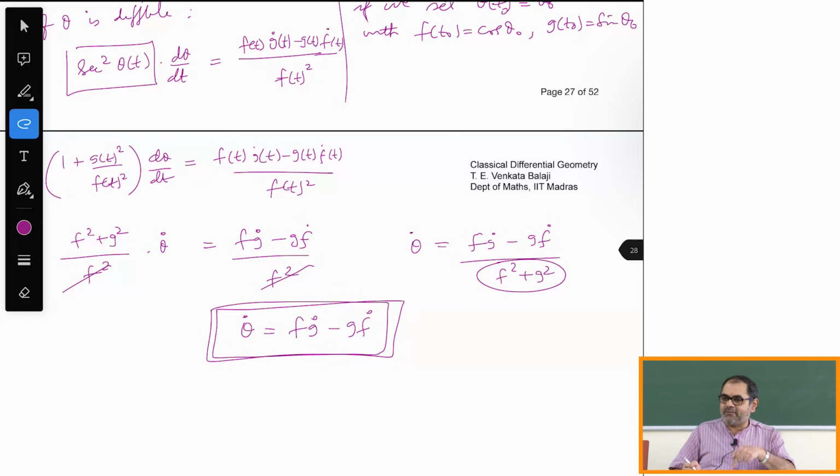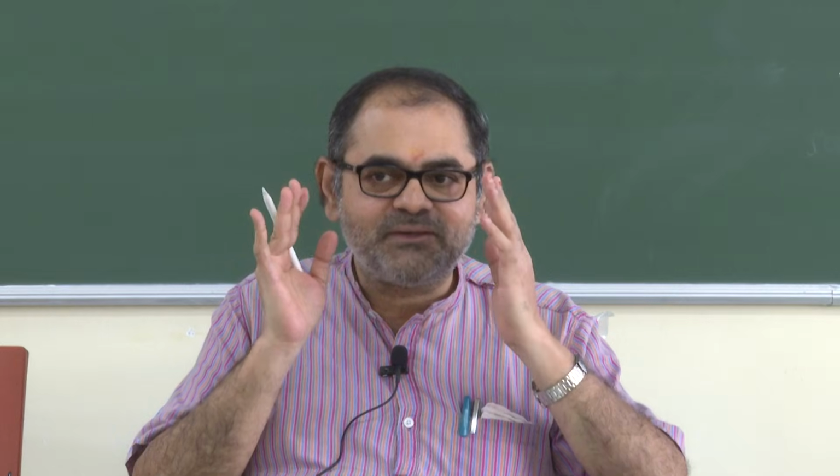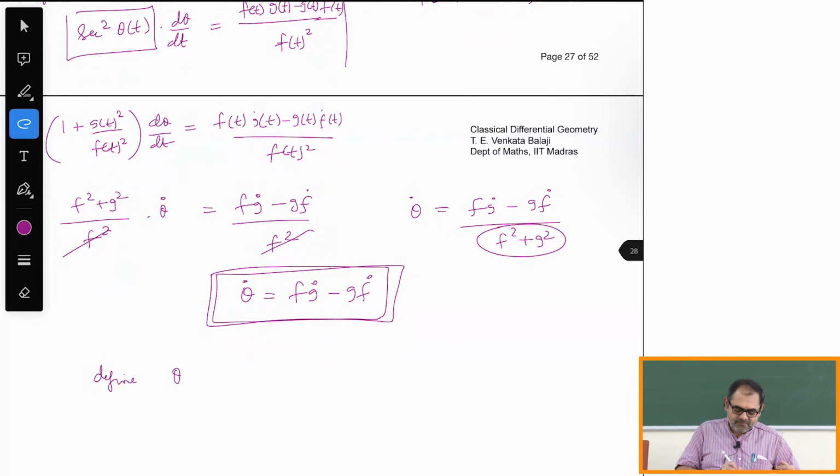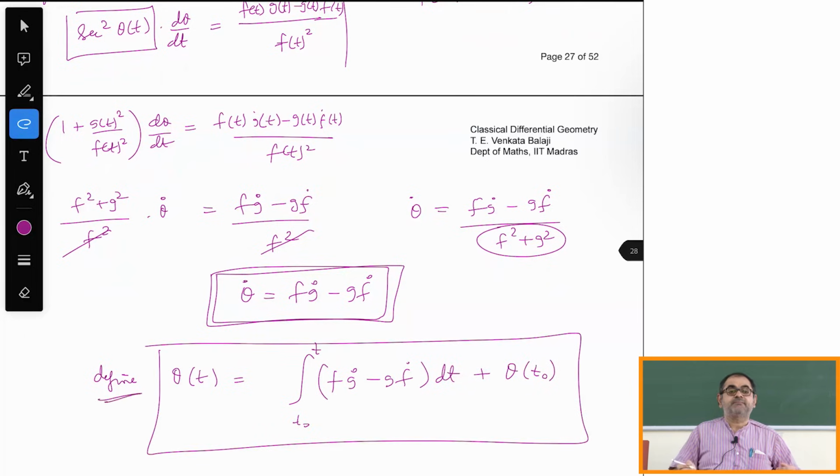Now the point about this analytic formula is, it only depends on f and g and their derivatives, which is always given to you. And now once this formula holds, you know how to define theta. Theta is just the integral of theta dot. So you started from geometry and you have an analytic expression. So you define theta like this, to be the integral from t naught to t of (f g dot minus g f dot) dt plus theta of t naught. Now I am making this definition.